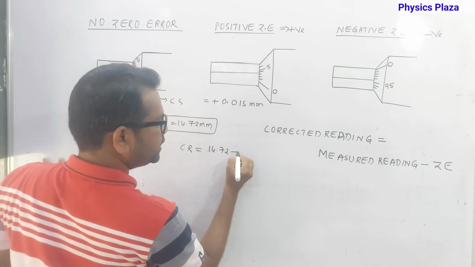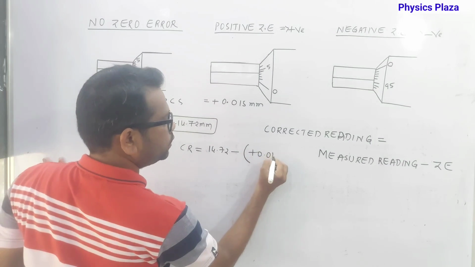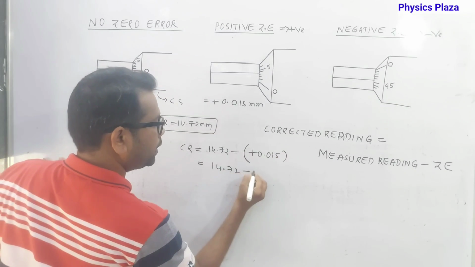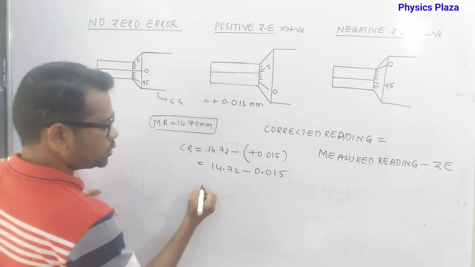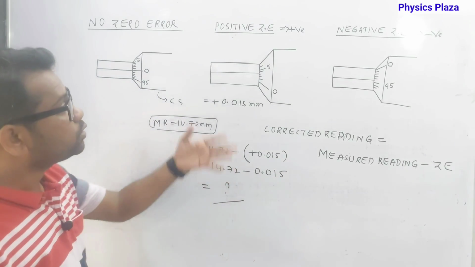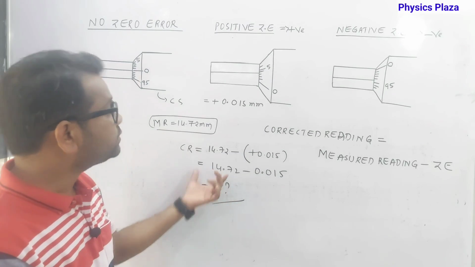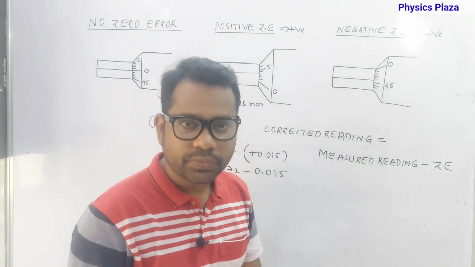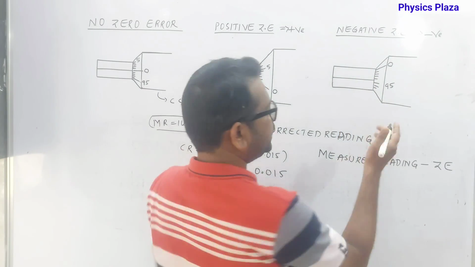14.72 minus zero error, which is plus 0.015. So this is going to be 14.72 minus 0.015. Okay, so what is the value you will get? That is going to be the corrected reading. We have this when it is a positive error. Suppose it is a negative zero error, let us say, for that particular screw gauge, the negative zero error was calculated.